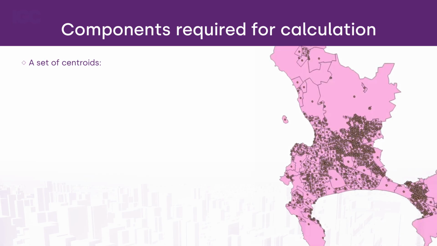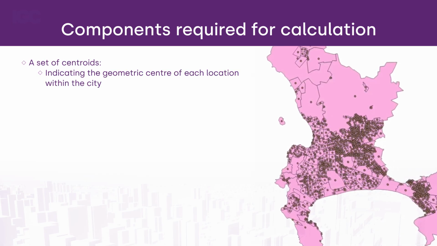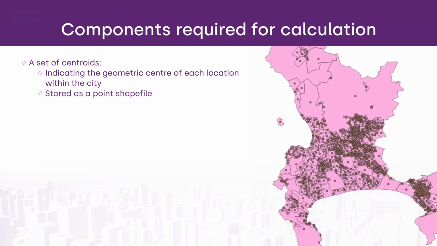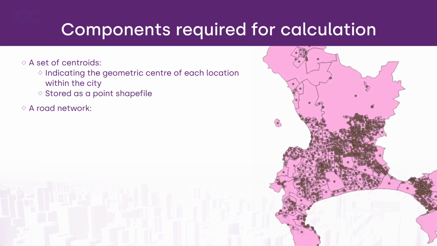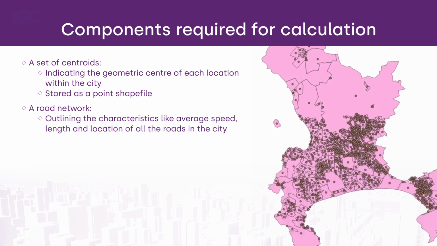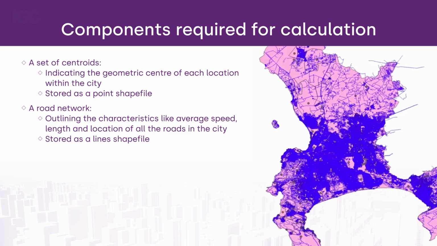You will need a set of centroids. These indicate the geometric center of each location within the city and should be stored as a point shapefile. You will also need a road network that outlines the characteristics of all the roads in the city, like average speed, length, and location. These should be stored as a shapefile of lines.